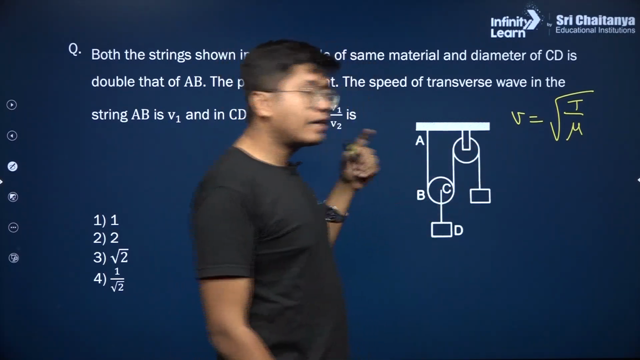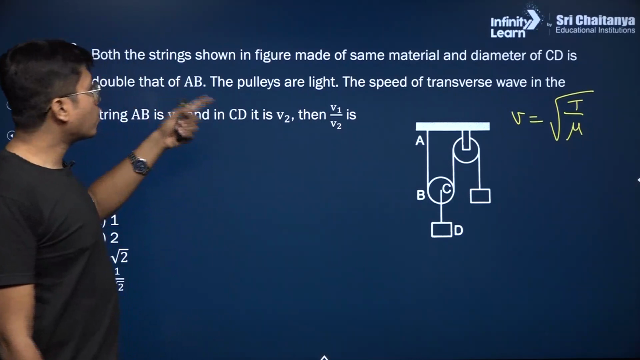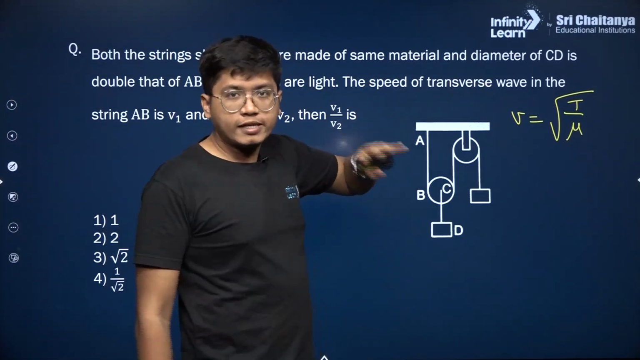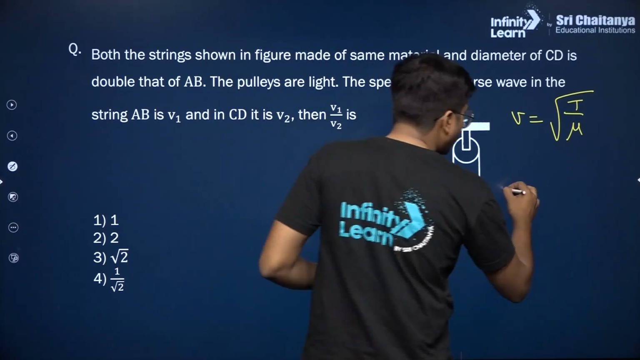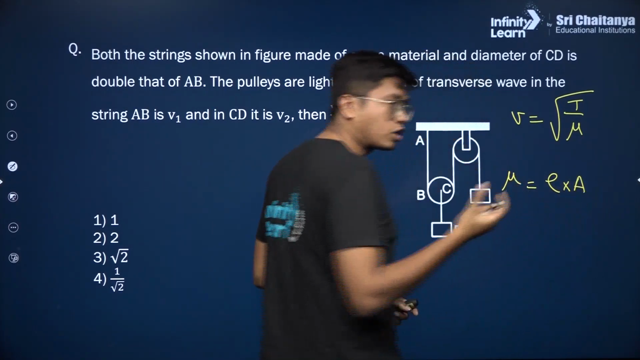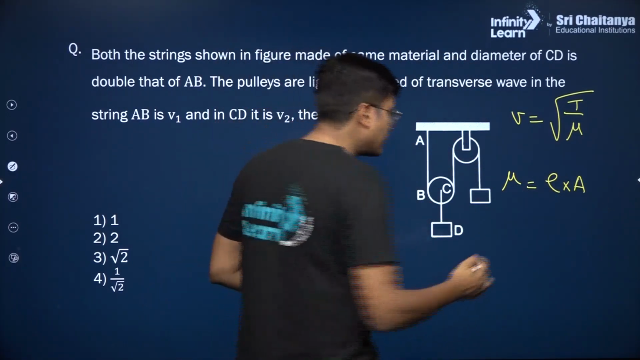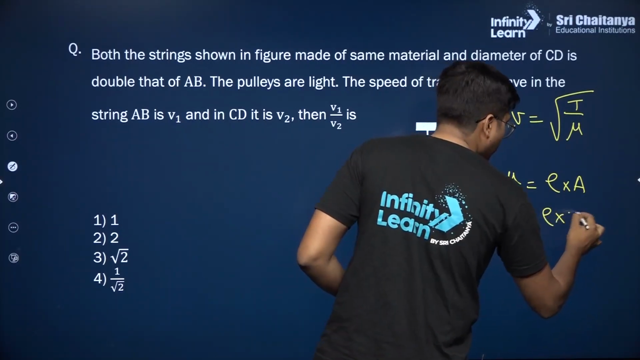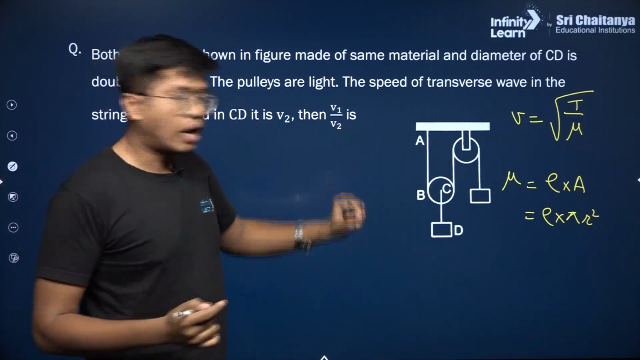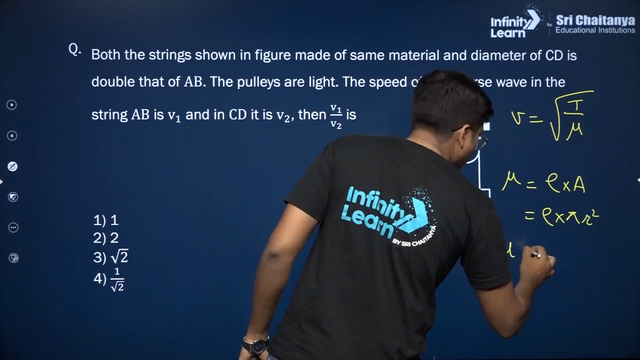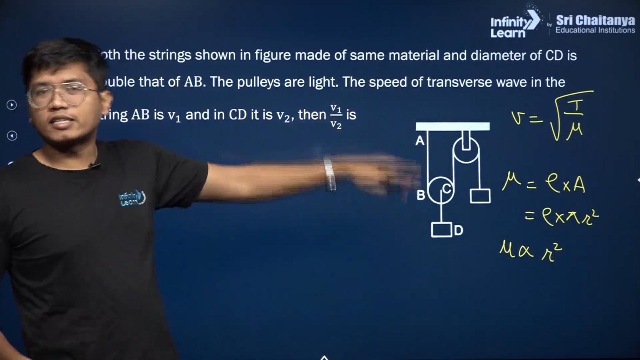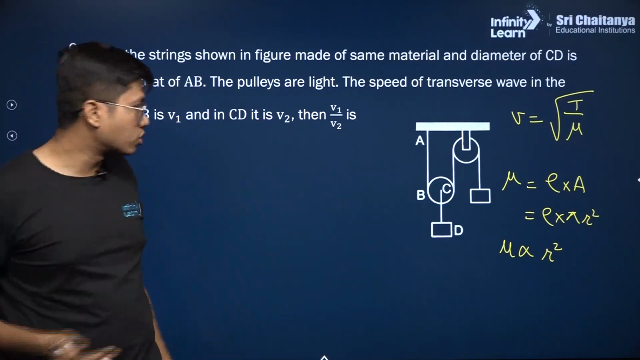And the mass per unit length, how does the mass per unit length depend on the diameter or the radius? Now they are of the same material, which means that density is the same. And the mass per unit length, mu, is equal to the density into the cross-sectional area. And the area in itself is equal to pi r squared. So this is how the mass per unit length depends on r. So mu is directly proportional to r squared. Here we have been given the diameter, it doesn't really make a difference since we are finding the ratios.